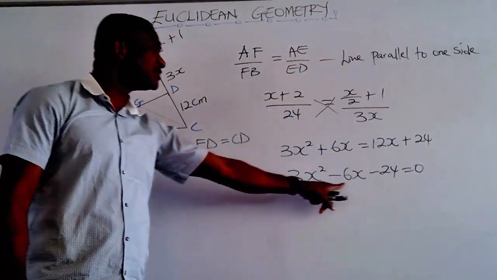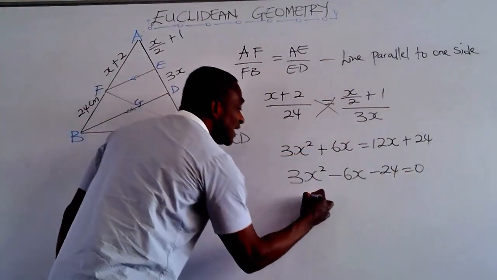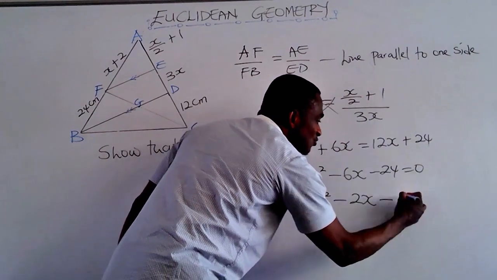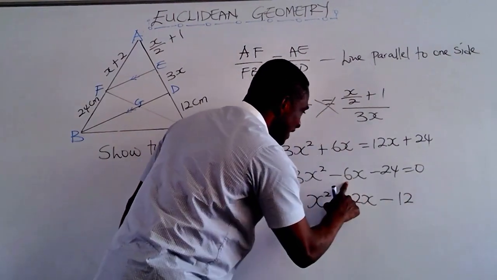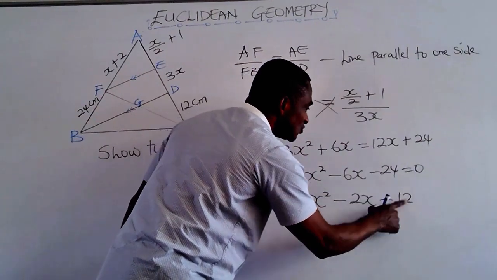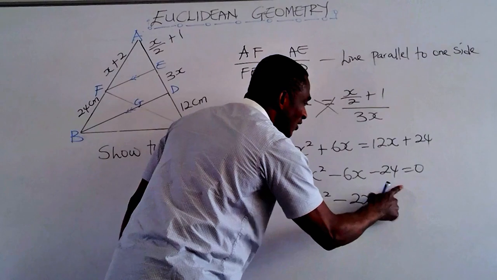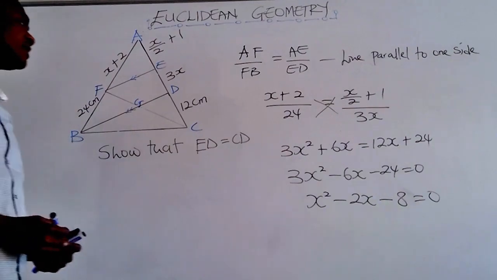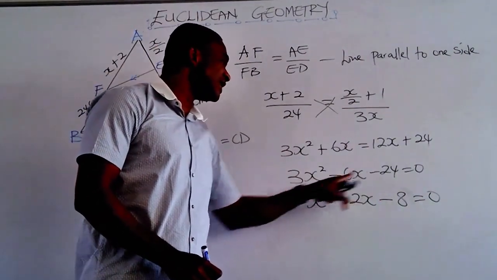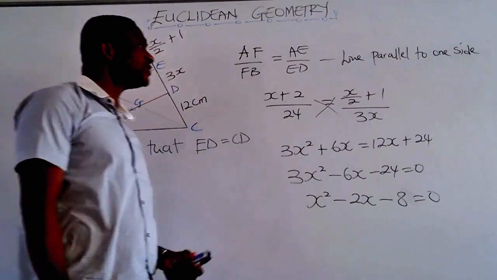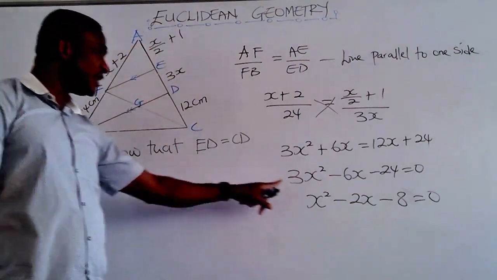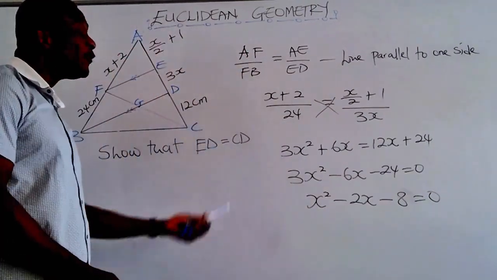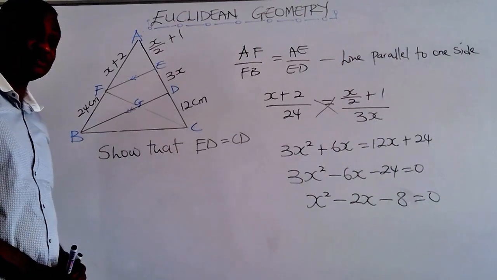We can reduce this further because 3 is a factor of all the numbers, so I can have x squared minus 2x minus 8 equals 0. Sorry, 6 divided by 3 is 2, and 24 divided by 3 is 8. So I divided all through by 3, because 3 is a common factor here, to reduce the expression; it gives us the same answer. Now we can factorize this and solve for the values of x.